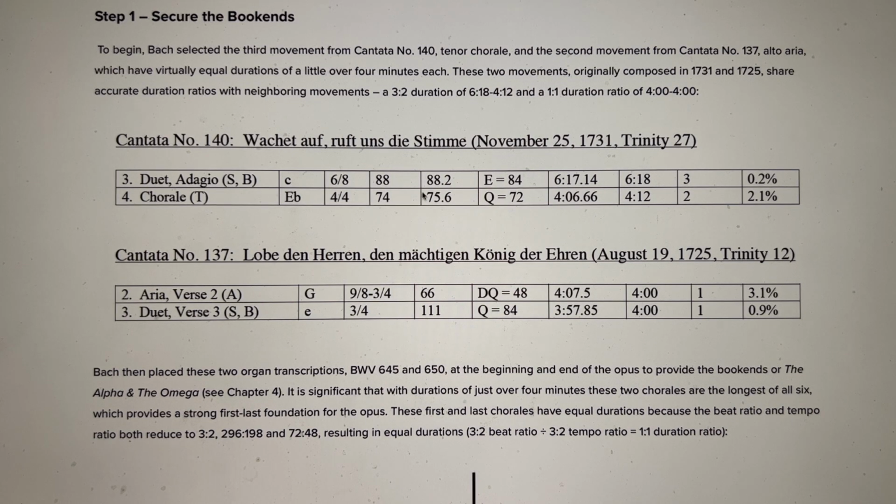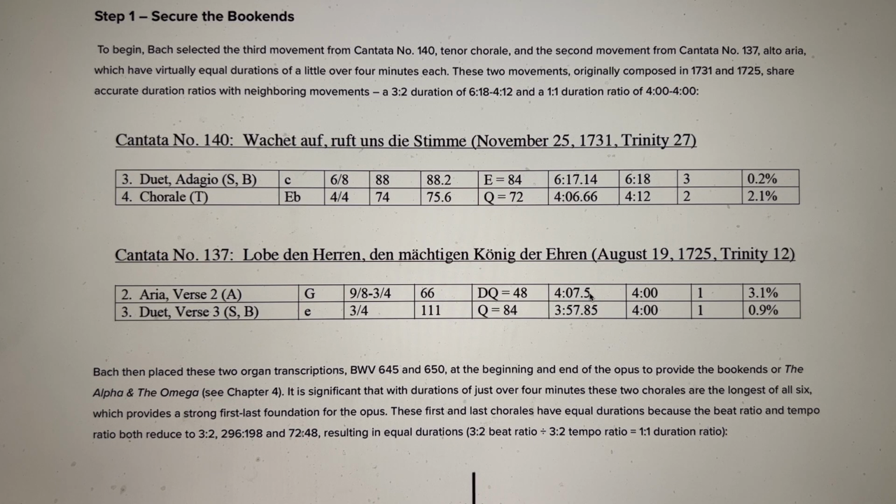The tenor chorale here, the very famous Wachet auf chorale in cantata number 140, at its natural tempo, lasts just a little over 4 minutes, 4 minutes and 6 seconds. In cantata number 137, the verse 2 aria here for alto lasts, at its natural tempo, 4 minutes and 7 seconds.